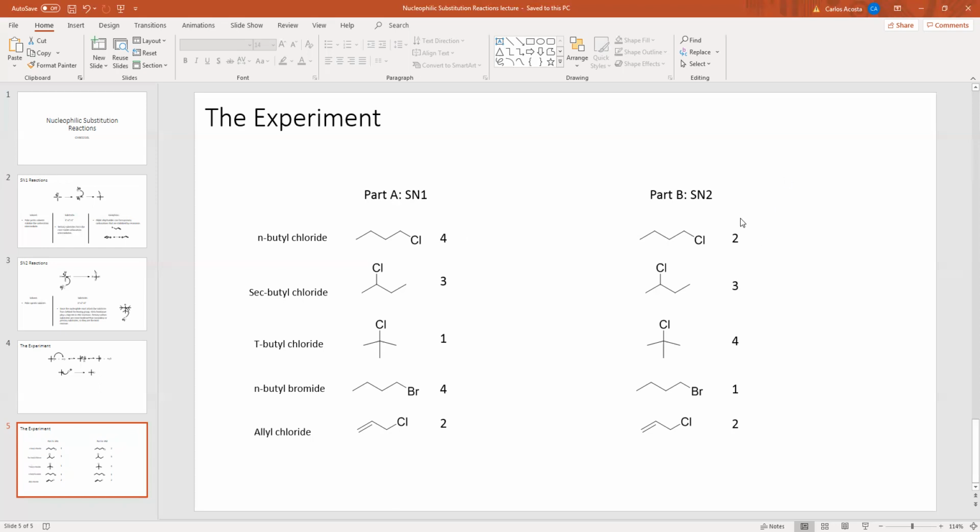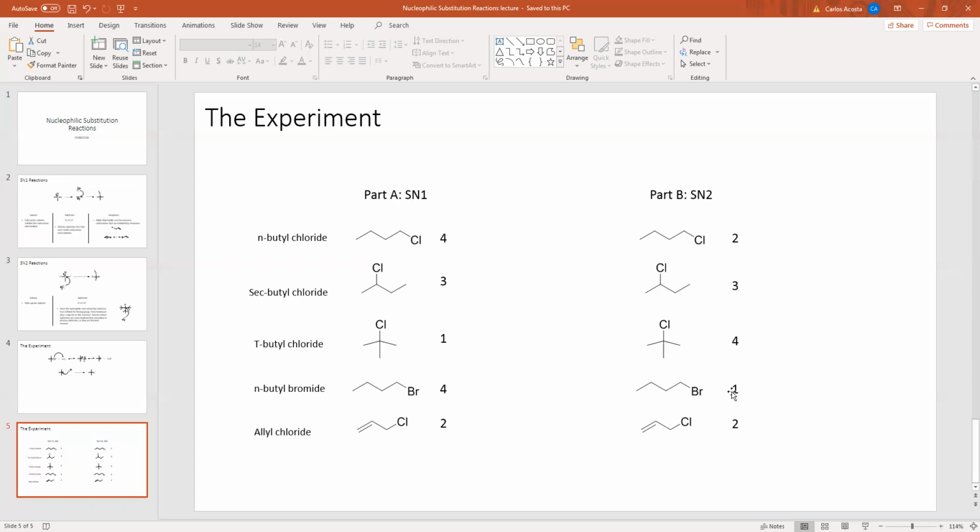Now, if we look over at part B for SN2, we expect the most reactive substrates to be primary alkyl halides, and if you look at the substrates, we have 3 of them. We have allyl chloride, N-butyl bromide, and N-butyl chloride. So these are going to be the most reactive substrates for SN2, theoretically.